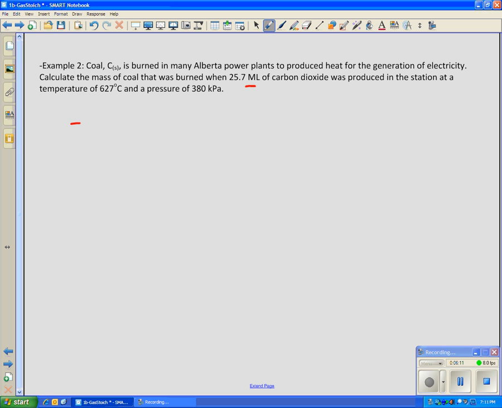So again, first thing we need is a balanced equation. So we're going to start with pure carbon. This is burning, so it's in oxygen. And we're making carbon dioxide according to the question. Balancing this one is really easy. It's 1 for all of the coefficients. We're supposed to be finding the mass of coal, so we need to find the mass of the pure carbon.